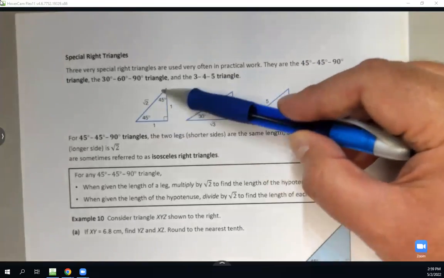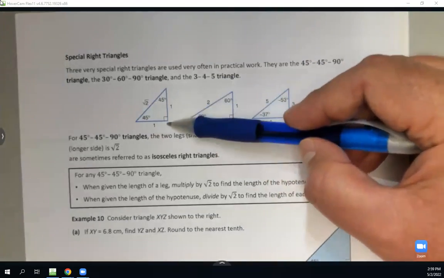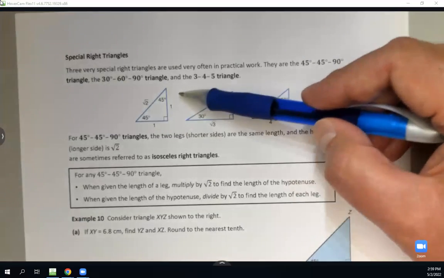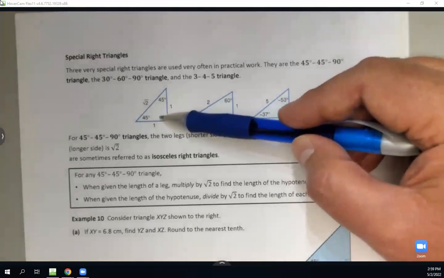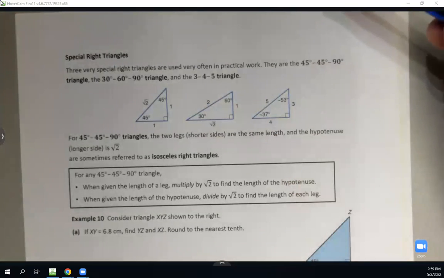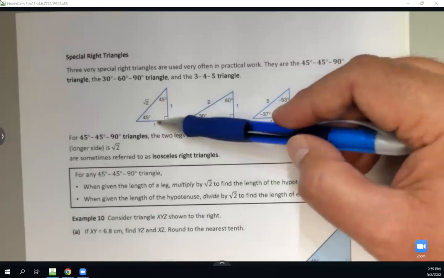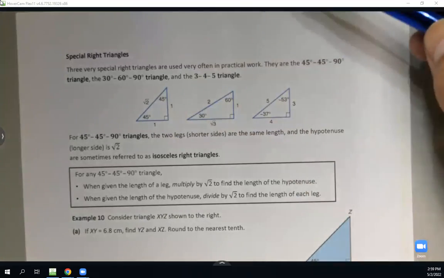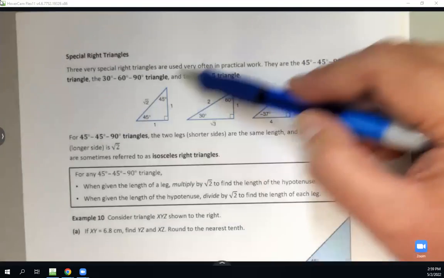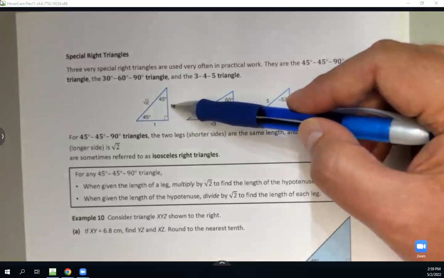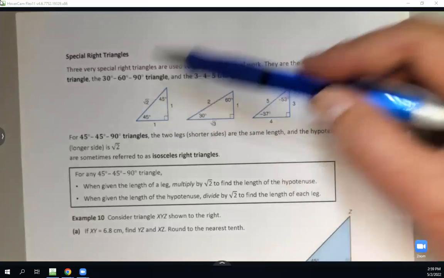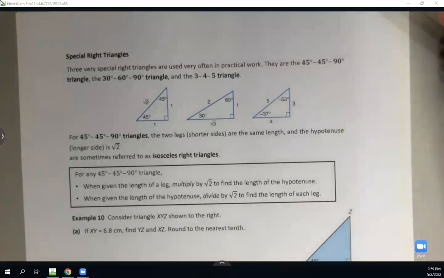So if we have a 45-45-90 degree triangle, the side lengths are in the ratio of 1, 1, square root of 2. Does that make sense? So the two legs will be like 1 to 1, and then the hypotenuse would be whatever the leg length is times the square root of 2. Okay.